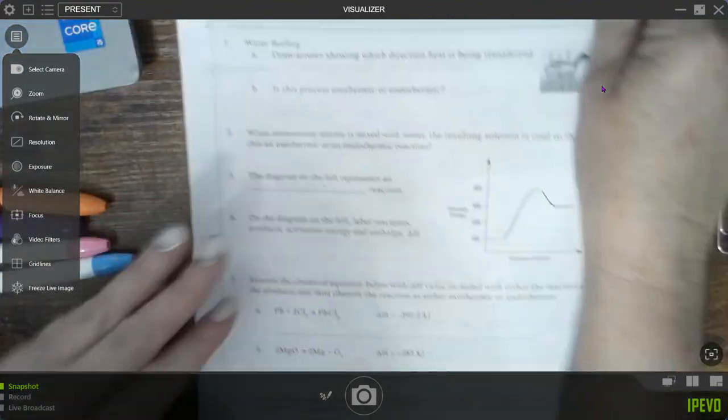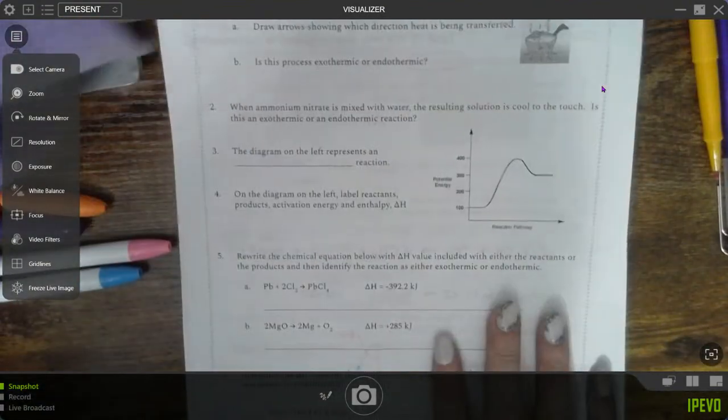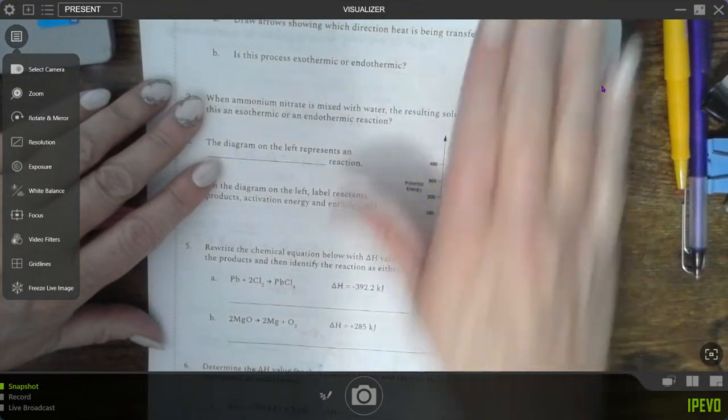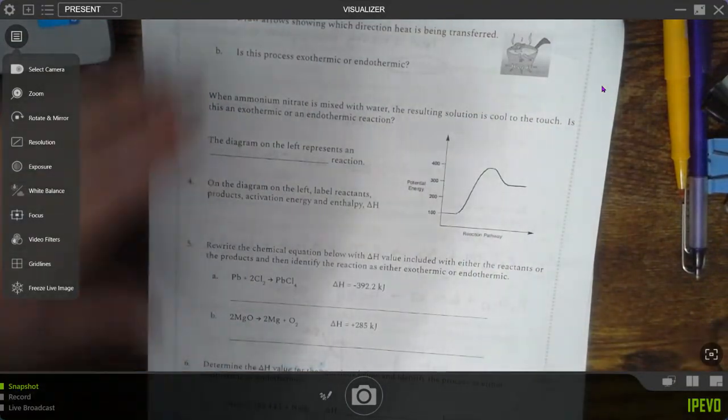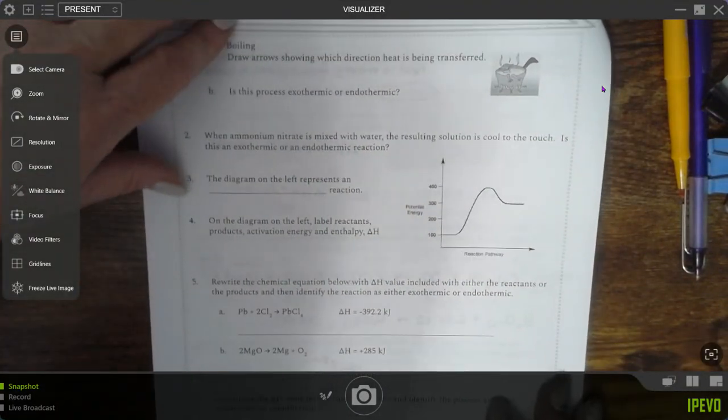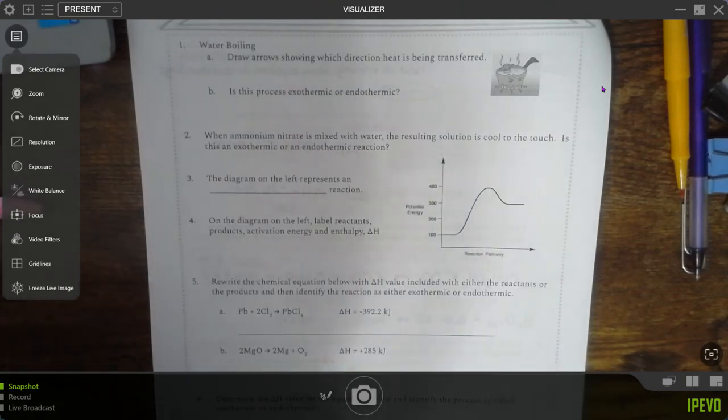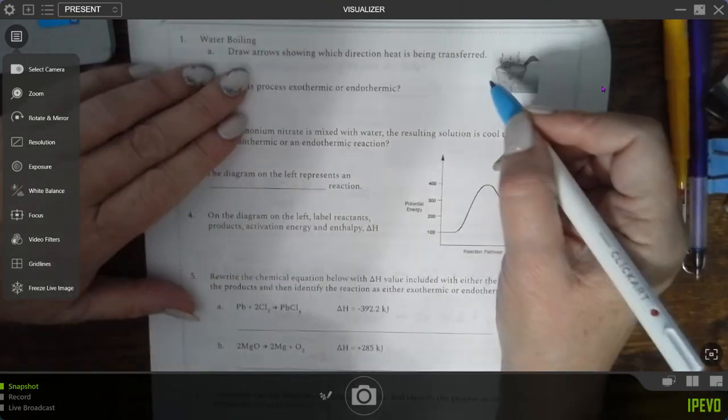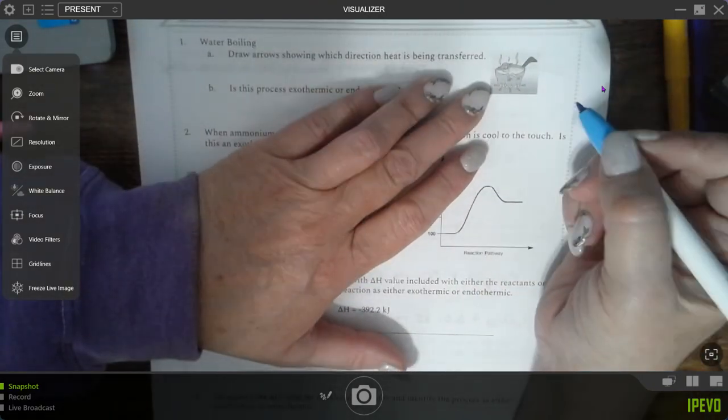Oh, you know what? There's one more practice sheet in here. I'm just going to put these all in the same video just so that you can kind of fast forward through them and see what's going on. Okay, so draw arrows showing which direction the heat is being transferred.